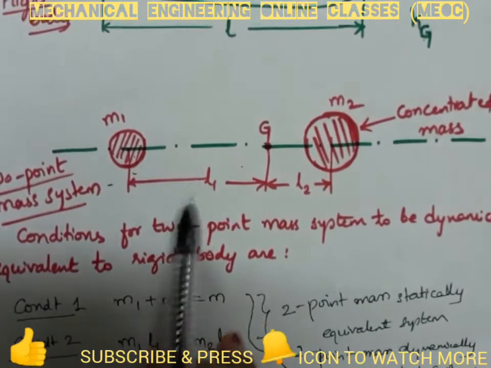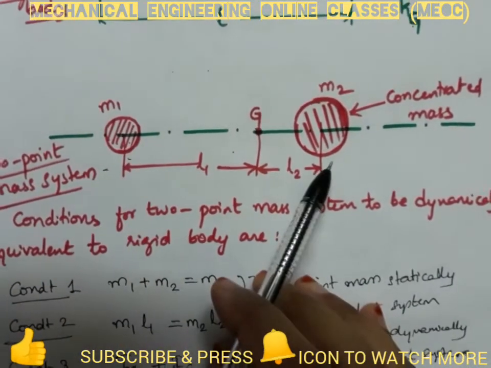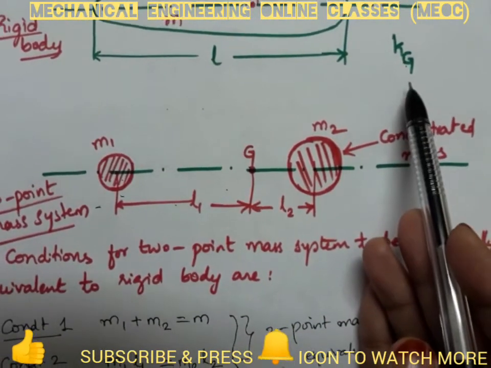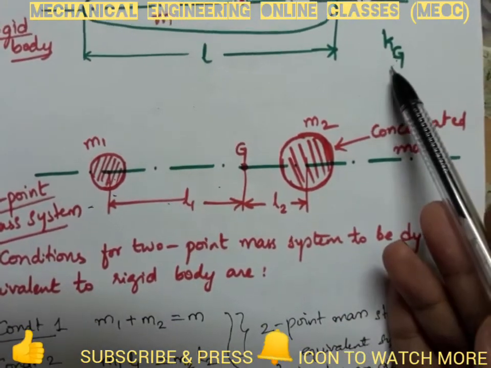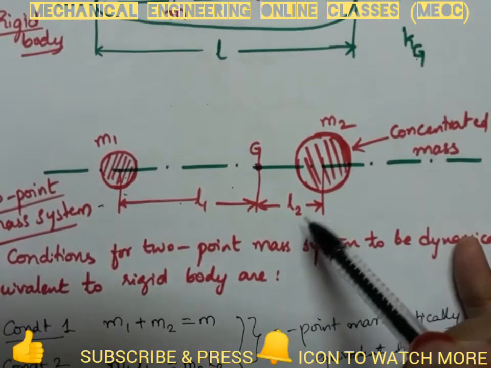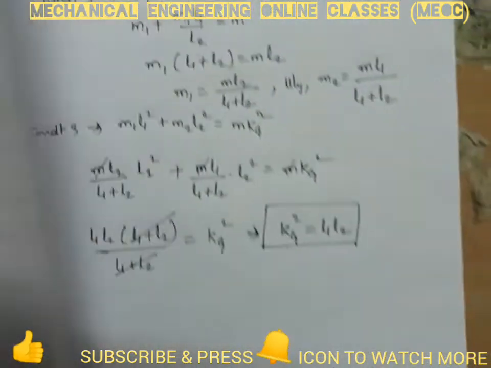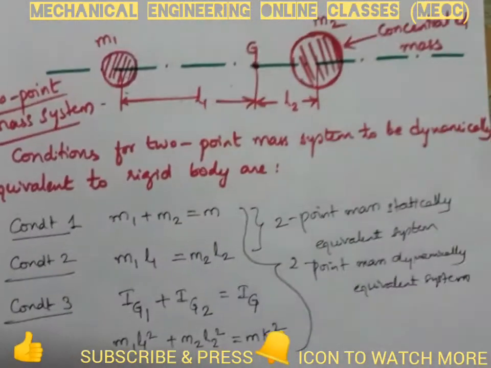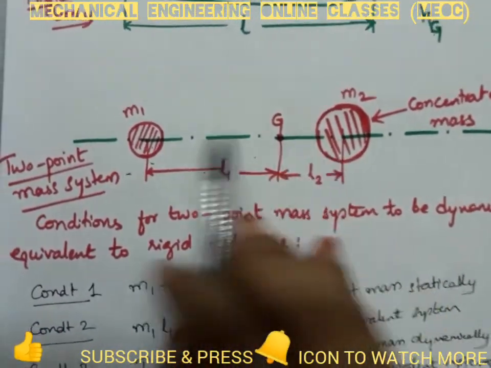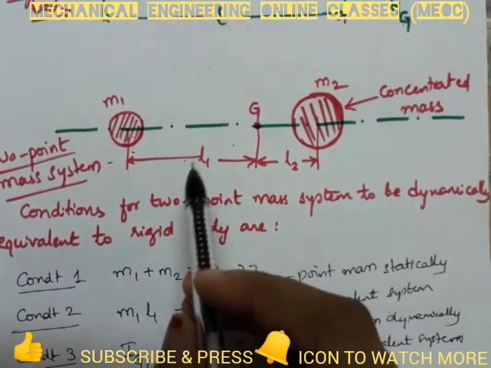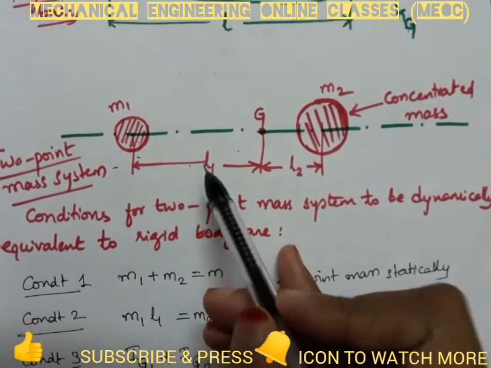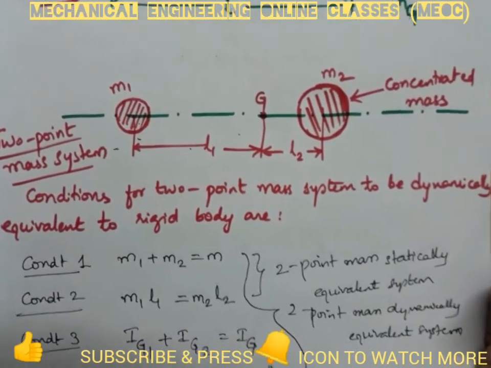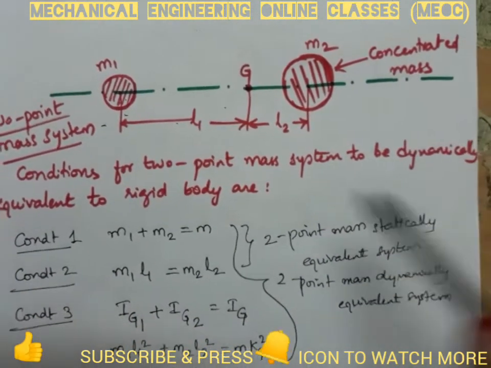But in case both M1 and M2 are arbitrarily picked, both M1 and M2 are fixed at some locations, at that time L1 into L2 may not be equal to kg square. Because if L1 is chosen and kg is known, we can find L2 such that L2 is equal to kg square by L1, or L1 is equal to kg square by L2. But if both M1 and M2 are already fixed and we are helpless in finding L2 or L1 separately from that relation, in such cases a correction couple is required to be added for the system to become dynamically equivalent to the rigid body.